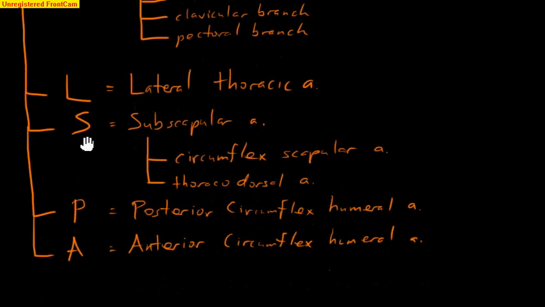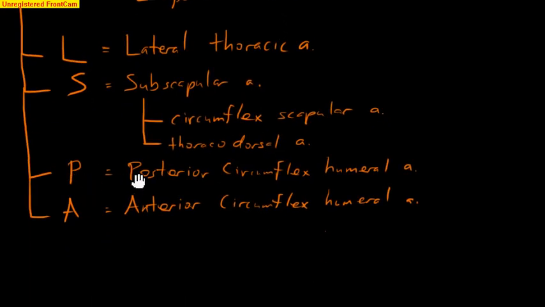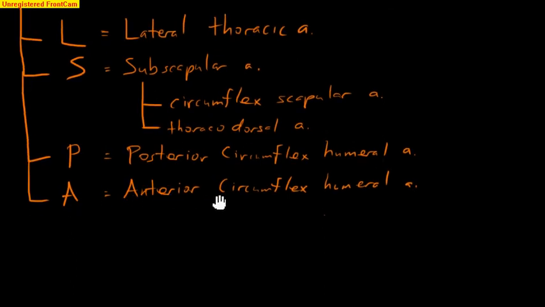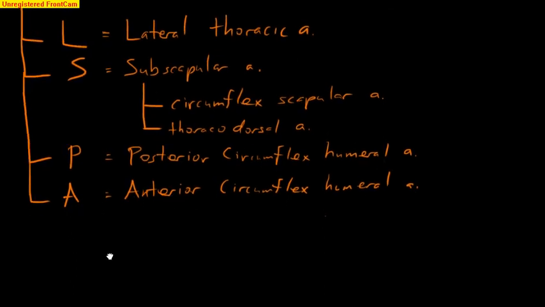And then for spa, you'll have your subscapular, which will branch into the circumflex scapular artery and the thoracodorsal artery. P is for your posterior circumflex humeral artery. A is for your anterior circumflex humeral artery.